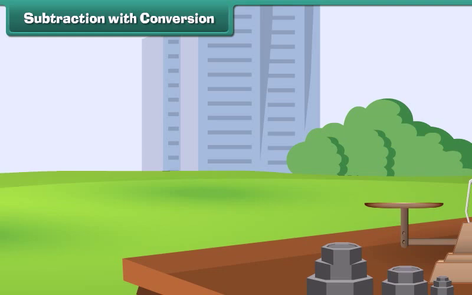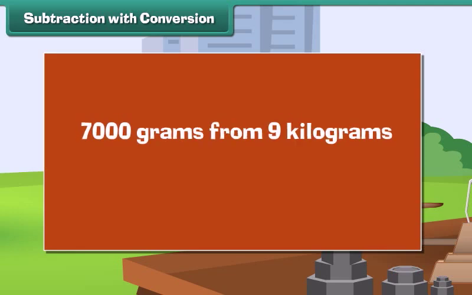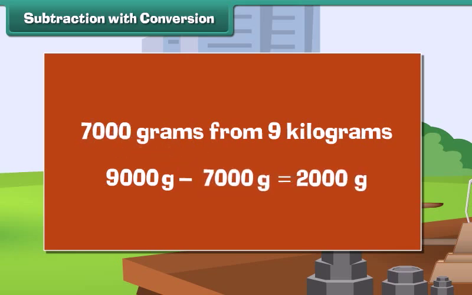Subtraction with conversion. Let us proceed to subtraction. Let us subtract 7000 grams from 9 kilograms. 9 kg is 9 into 1000 grams, which equals 9000 grams. 9 kg minus 7000 grams is equal to 9000 grams minus 7000 grams, which equals 2000 grams.